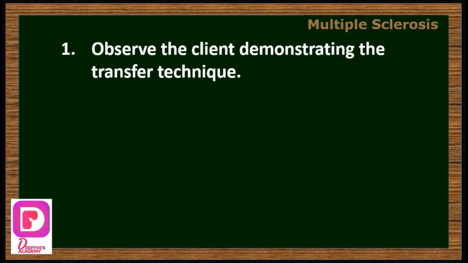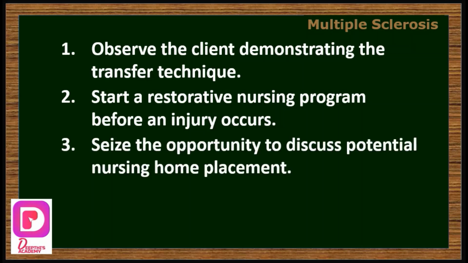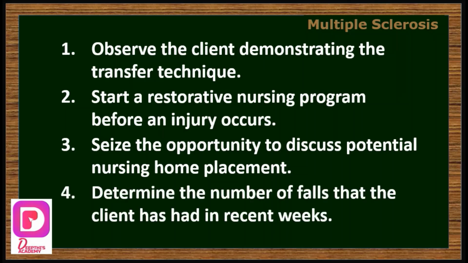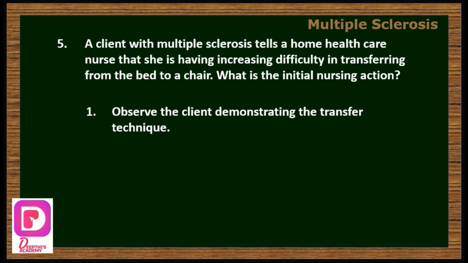Let's see the options. Option number 1. Observe the client demonstrating the transfer technique. Option number 2. Start a restorative nursing program before an injury occurs. Option number 3. Seize the opportunity to discuss potential nursing home placement. The last option. Determine the number of falls that the client has had in recent weeks. Let's see the options in detail.